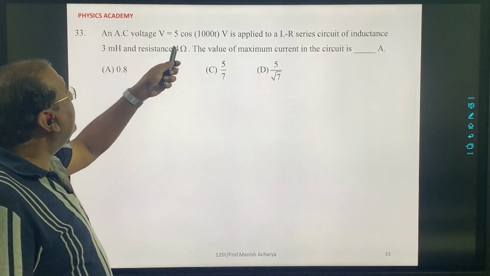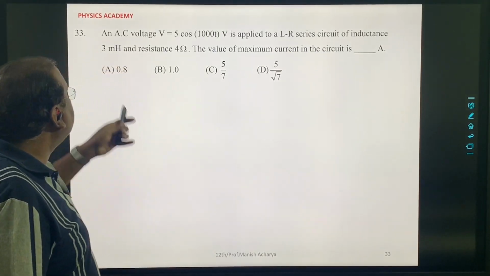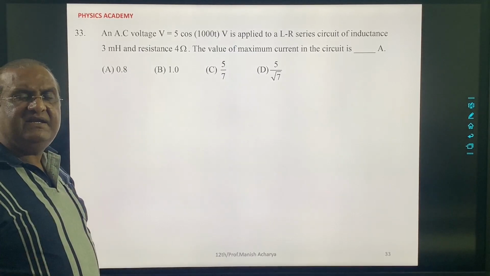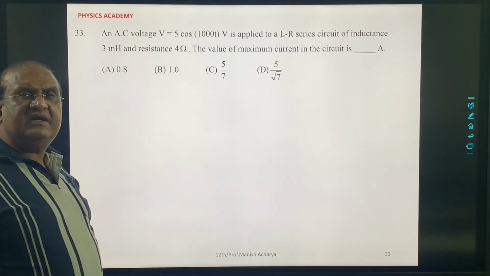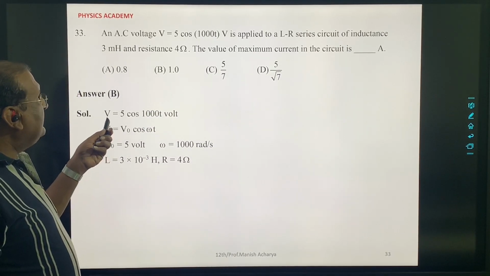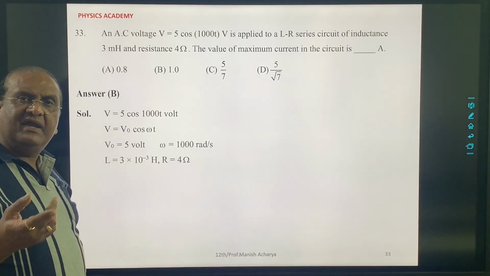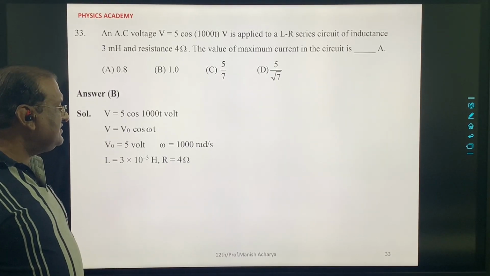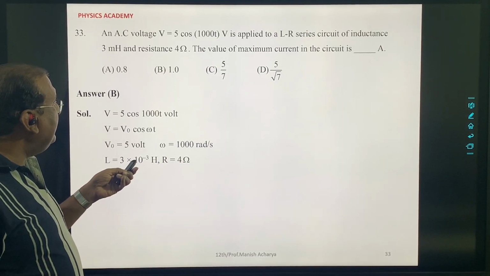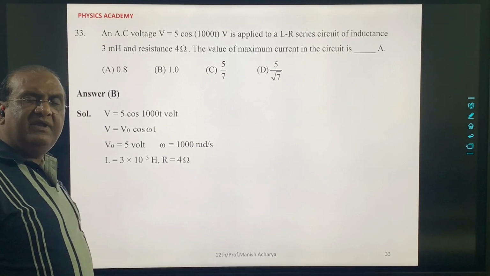Now question number 33. An AC voltage V equal to 5 cos 1000 t volt is applied to an LR series circuit of inductance 3 mH and resistance 4 ohm. The value of maximum current in the circuit is what? So maximum current is equal to maximum voltage upon impedance of the circuit. Now compare V equal to 5 cos 1000 t volt with V equal to V0 cos omega t. Our maximum voltage is 5 volt, omega is 1000 radian per second, L is 3 millihenry, so 3 into 10 raised to minus 3 henry, and resistance is 4 ohm.